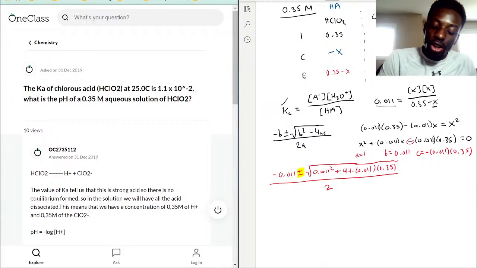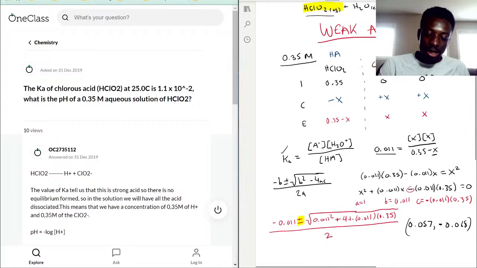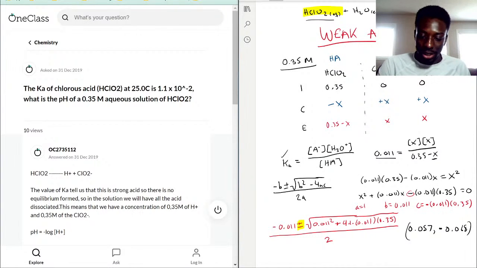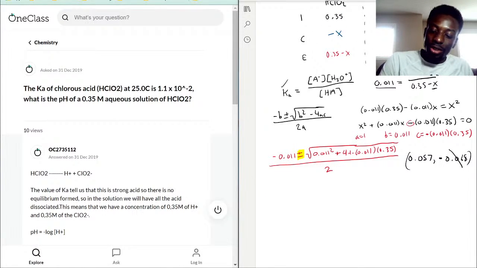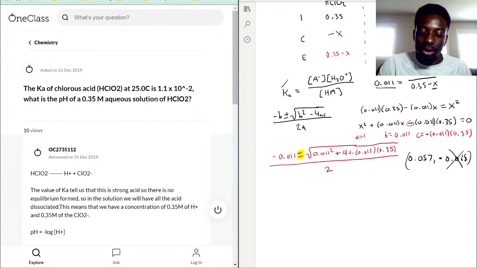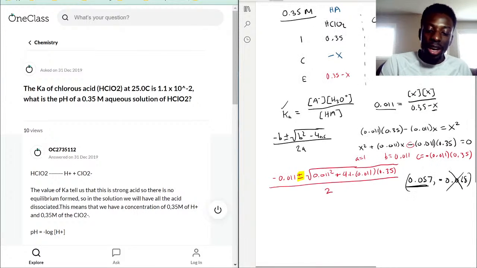You get 0.057 as one and negative 0.068. Now you notice right away there could only be one possibility, because you cannot get a negative amount of product. That's just not possible. You cannot get more reactant and get less than 0 product. So with that, we can just cross this option out. We don't need that. So this is going to be our x. This is how much product is made, so how much, not only of the ClO2 minus, the conjugate base, but also the H3O plus.